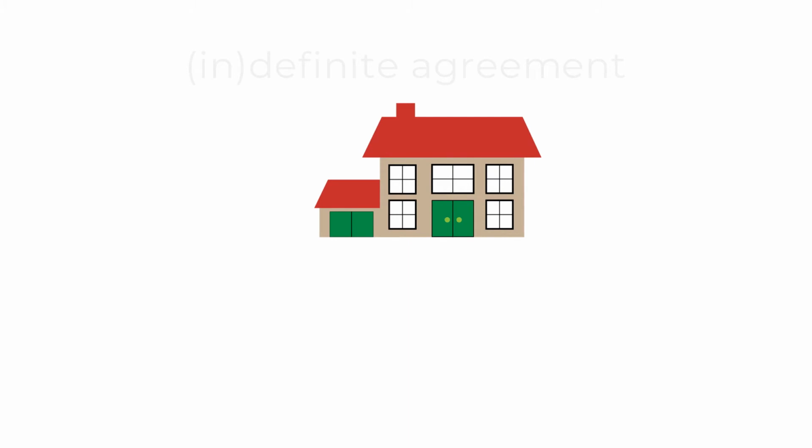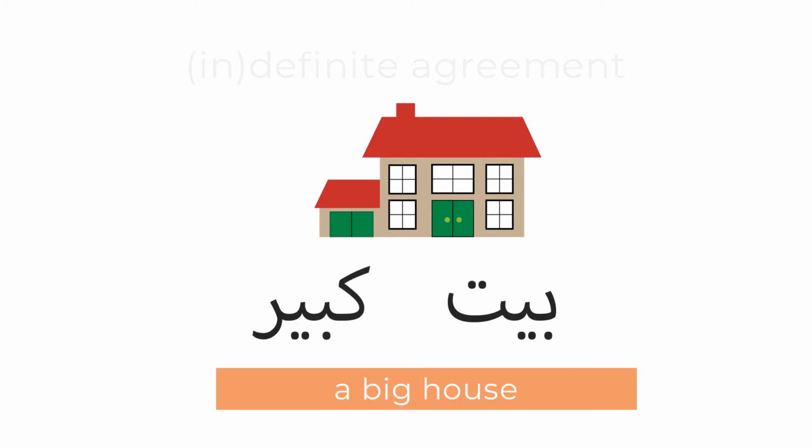Adjectives also correspond in definiteness with the noun they belong to. بيت كبير, a big house. In this example, بيت does not have the definite article ال and is indefinite. Therefore, also the adjective كبير is indefinite. However, if I want to say the big house, that would become البيت الكبير. So we add البيت, the house, الكبير, the big house.